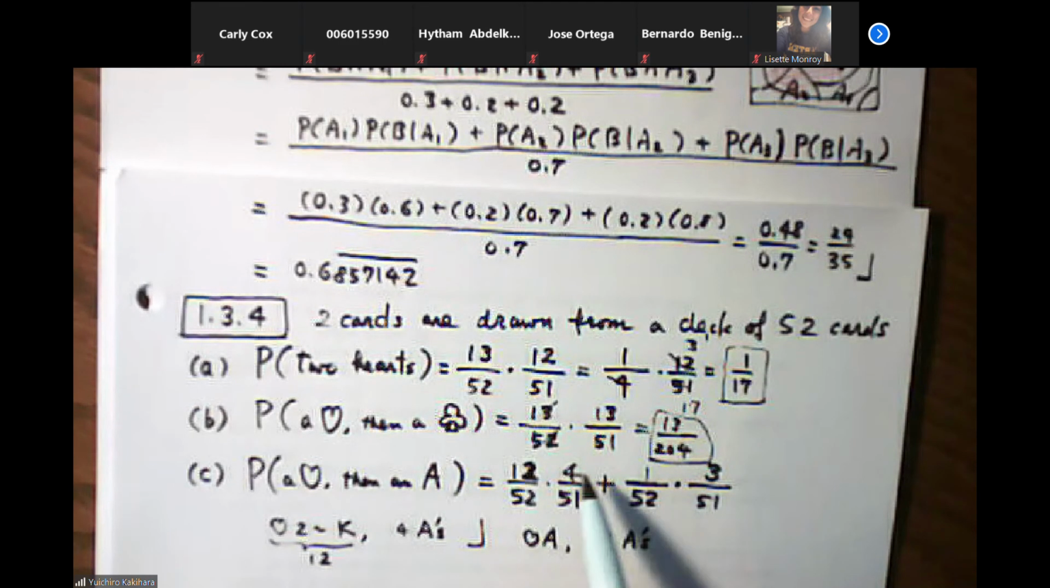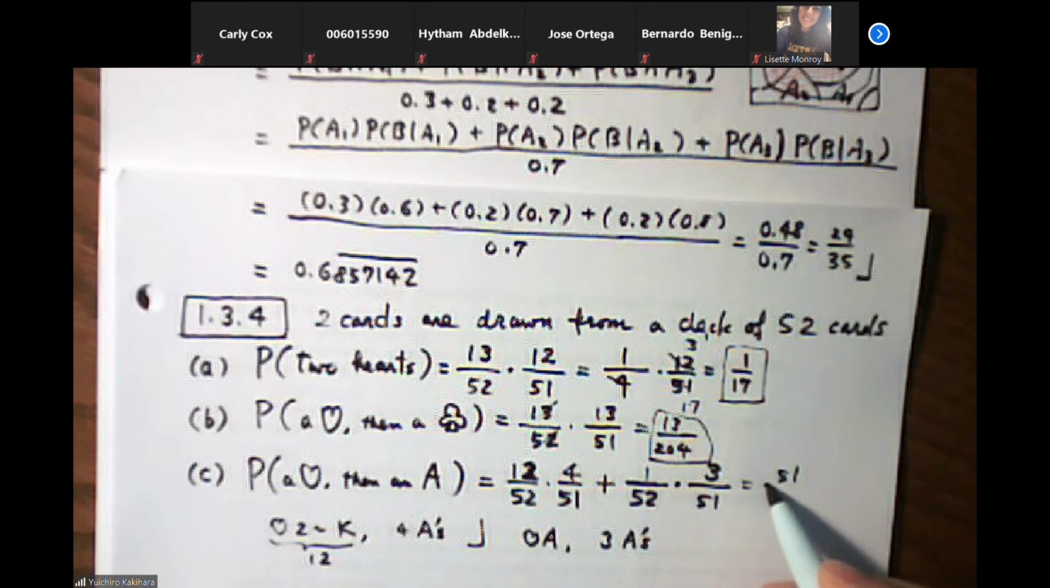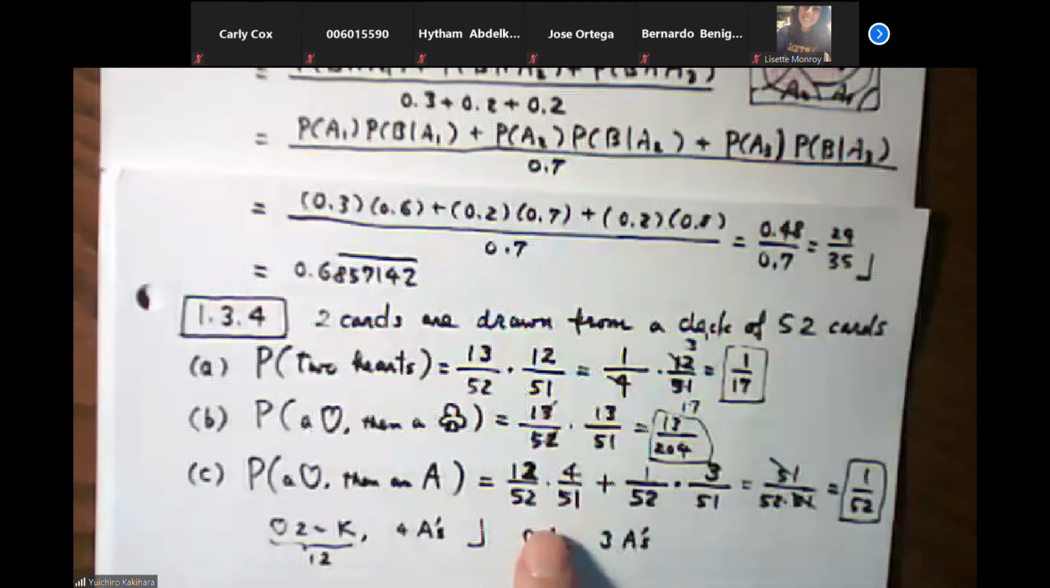This is 48. This is 3. So the sum is 51. Okay, this is 51. And then this is a common denominator, 52 times 51. We can cancel 51 and 51. So this is 1 over 52. Okay, so this is our answer. Very interesting question, part C. First, we take a heart, and then the next draw is an ace. So we have to consider 2 distinct cases, and then calculate each probability, and then make a sum. All right, very interesting.